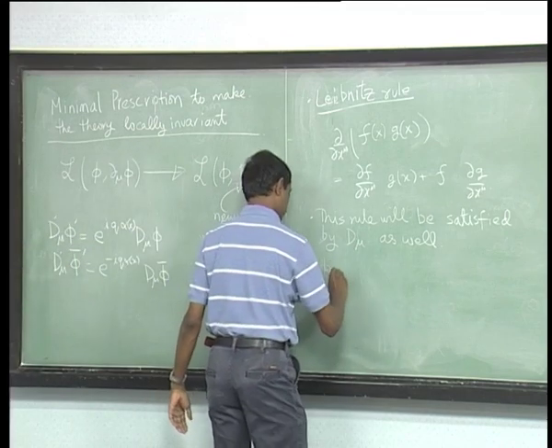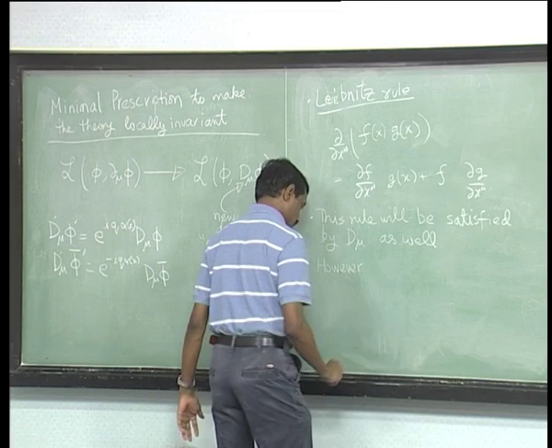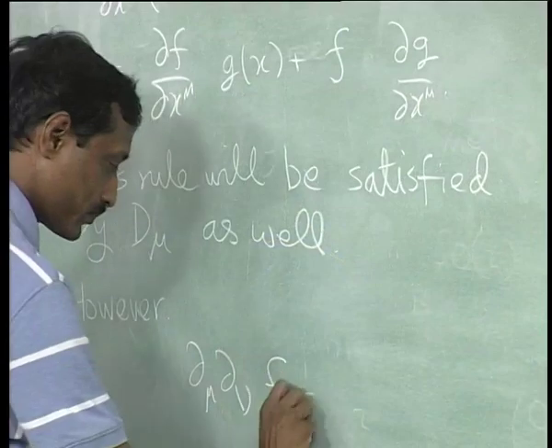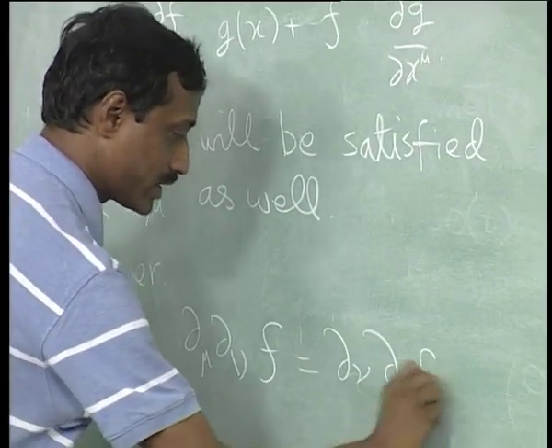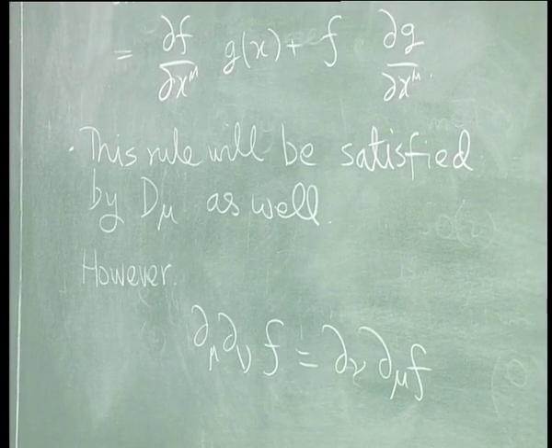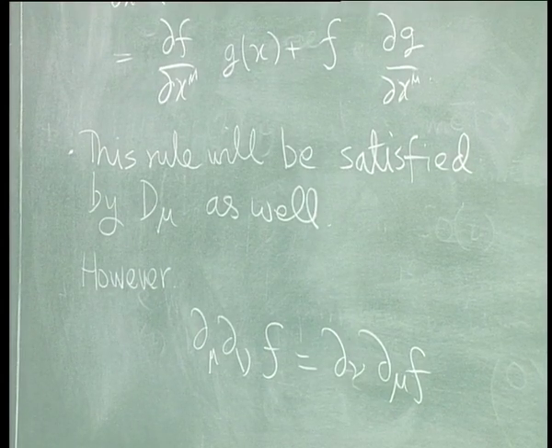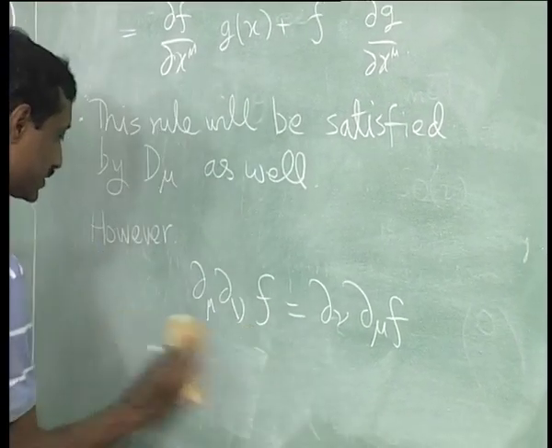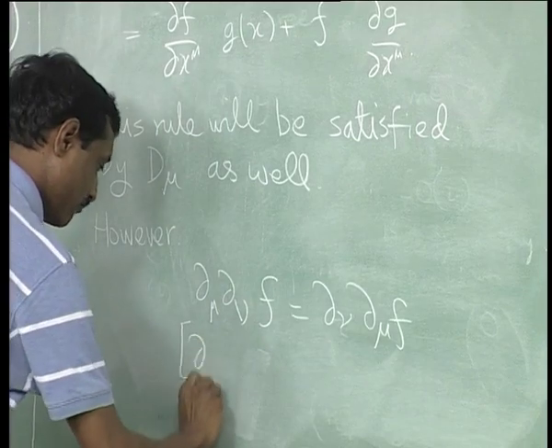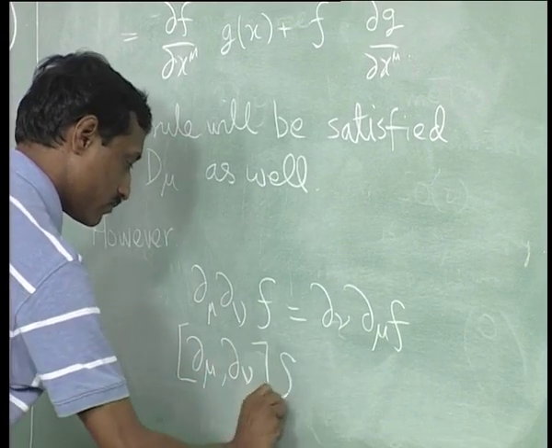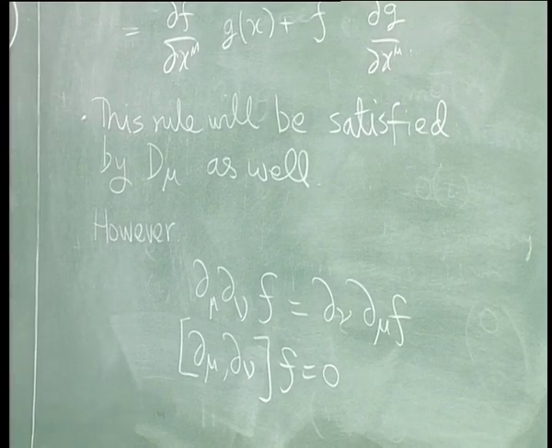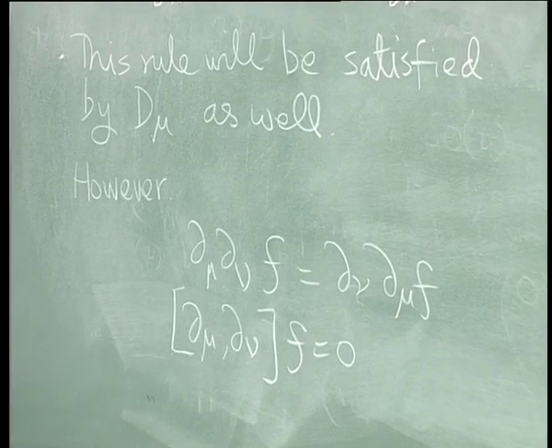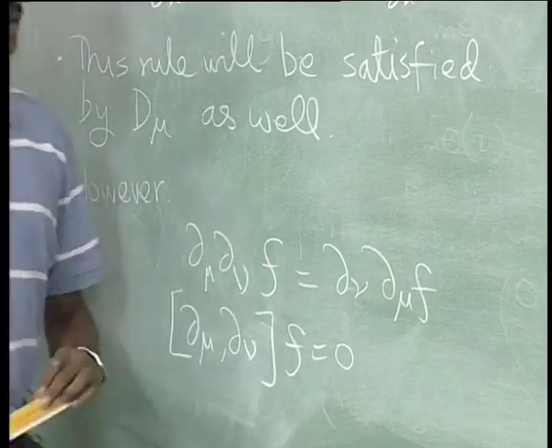However, we know that if you have smooth functions, the order of taking derivatives does not matter for smooth functions, okay. But I can rewrite this in a slightly different fashion. I can write it as a commutator of d mu and d nu acting on f is 0. It is just the same statement, but I just took this to the left hand side, okay.